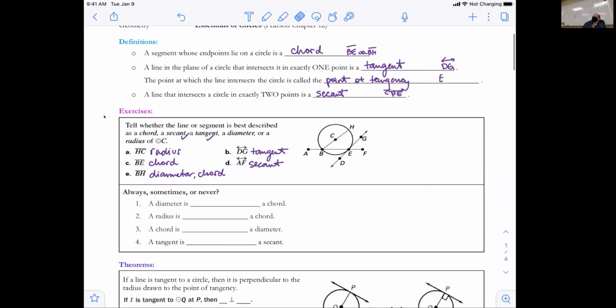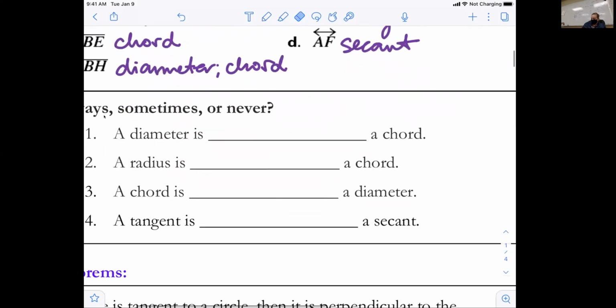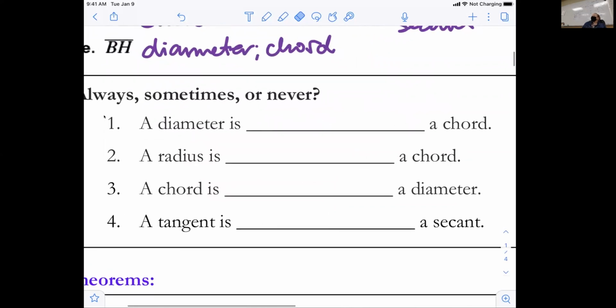All right, now for our favorite, sometimes, always, never. That being said, I talked to my other class today, and this morning I did PLC with our geometry teachers. We are not putting sometimes, always, never on your final. So I hope that's a nice sigh of relief.